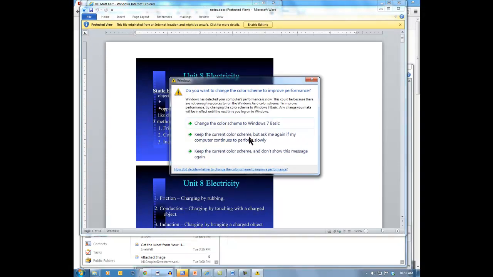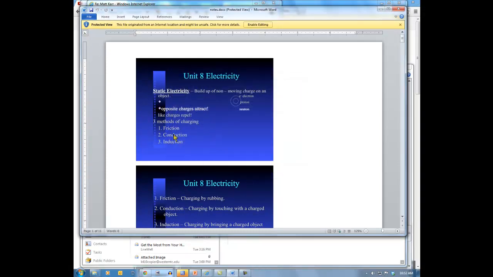Conduction is when you simply touch an object that is charged. A good example of conduction is when you have a metal doorknob, and you're all charged up from scraping your socks across the carpet, and then you touch that doorknob. As you touch it, it jumps from you to the doorknob. You get a shock.